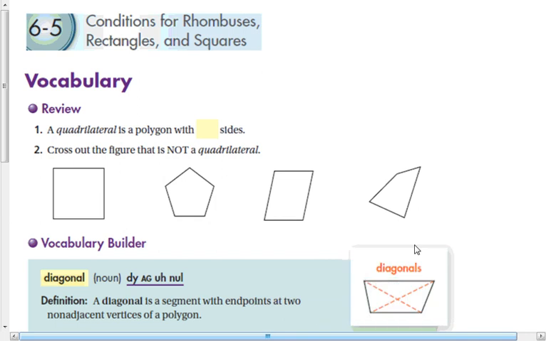Hey students, this is lesson 6.5. In this lesson, we're going to learn how to determine whether a parallelogram is a rhombus or a rectangle. Go ahead and do the review, and I'll check back with you.